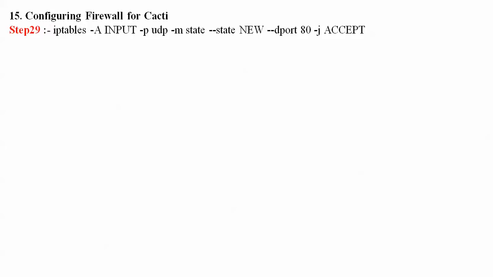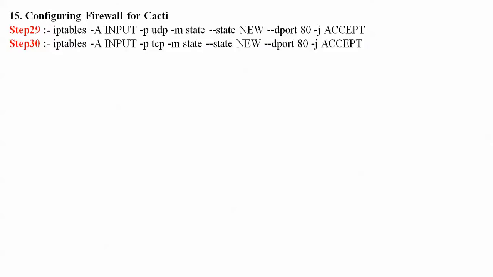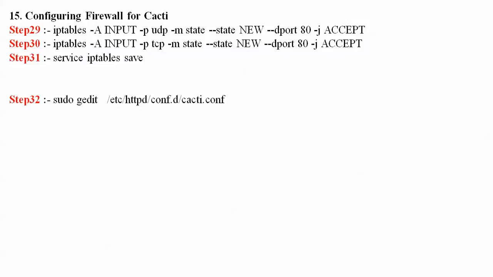After that I'm going to configure the firewall for Cacti. This is a command where I'm going to add the firewall UDP port number and TCP port number, both. Then we're going to install the iptables service. Then we're going to edit the last configuration file for Cacti.